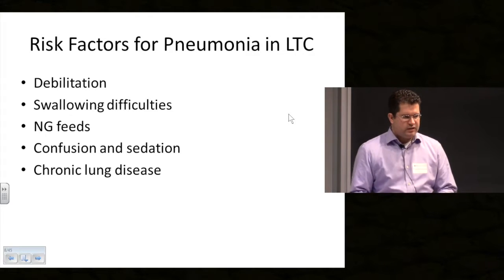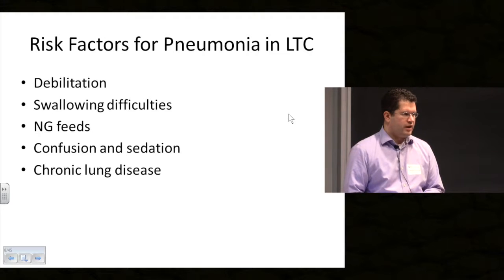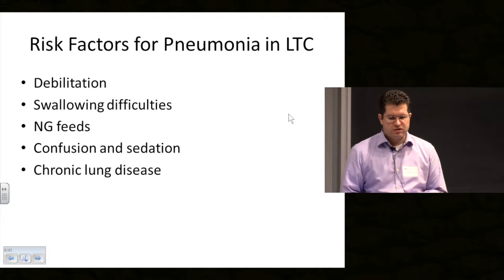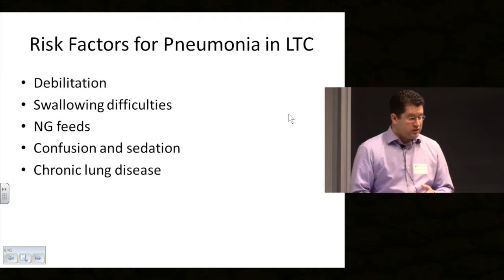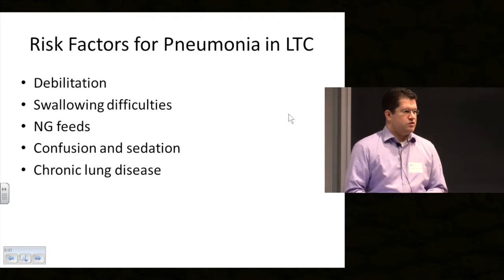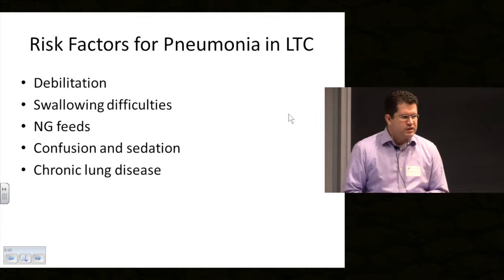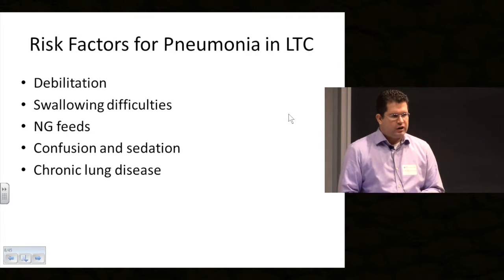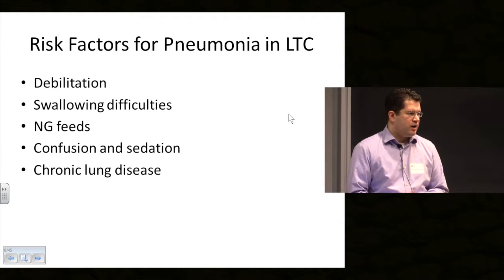So the risk factors for developing pneumonia really revolve around the risk of microaspiration, and the inability to handle secretions is the main thing. So general debilitation and weakness, swallowing difficulties, obviously NG feeds. Even if they're not actually taking nutrition orally, if they're on NG feeds, they still are at a significant risk. Confusion and sedation and agitation, chronic lung disease, and one that I'll talk about even more later is dental disease. So having significant dentition problems predisposes to pneumonia significantly.